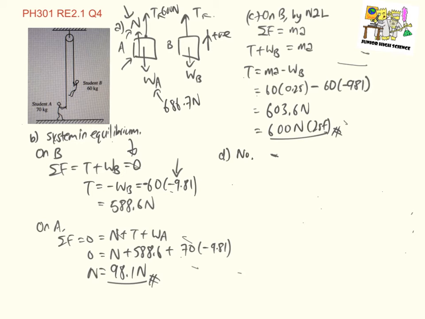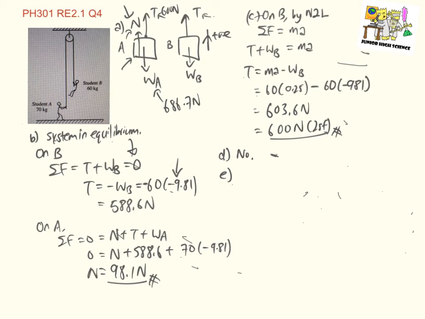The tension force acting on student A is smaller in magnitude compared to the weight of student A, and therefore student A cannot be put upwards off the floor. For part E, with what minimum acceleration must student B climb the rope to lift student A upwards off the floor?